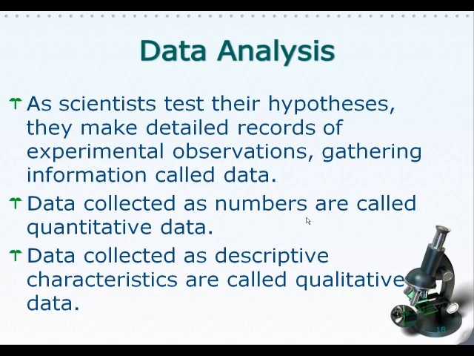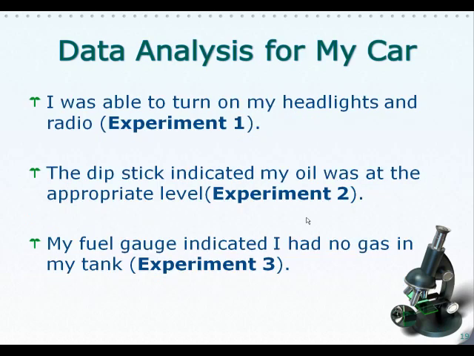Let's look at the data analysis for my car. I was able to turn on my headlights and radio. This is experiment 1. The dipstick indicated my oil was at the appropriate level. Experiment 2. My fuel gauge indicated I had no gas in my tank. Experiment 3.